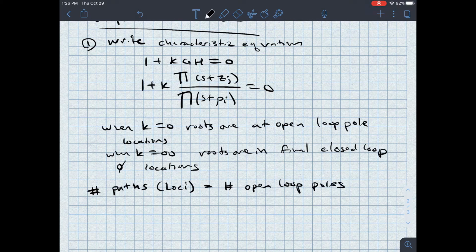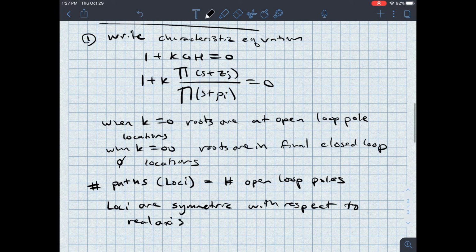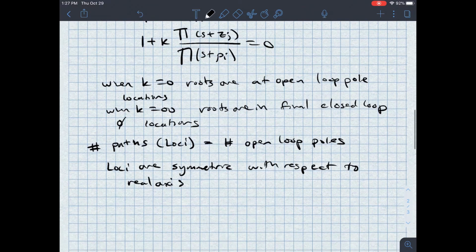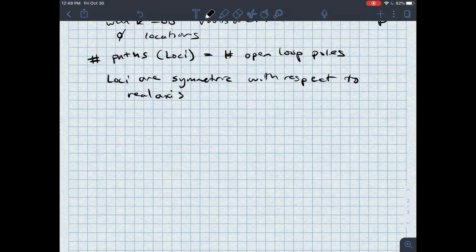That's the number of paths. The other thing to point out about these paths is that the loci are symmetric with respect to the real axis. So step one is write the characteristic equations and then some basic background about what a root locus actually is. I'm going to pause now for a brief break.